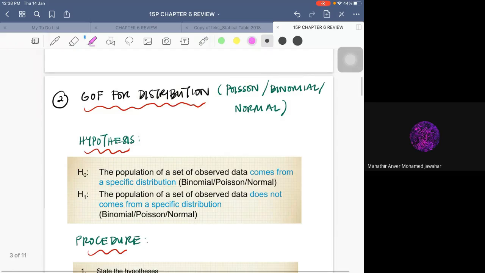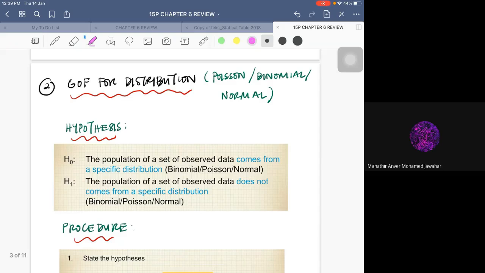Okay, so this is for the other one: goodness of fit for distribution. For a distribution, you're going to test whether or not this particular data follows a Poisson, binomial, or normal distribution. But you don't have to worry about these distributions, you don't really have to know about them. You just have to know how to calculate whether or not the data follows this particular distribution. You don't need knowledge about Poisson, binomial, and normal.